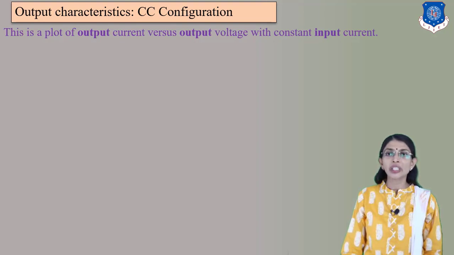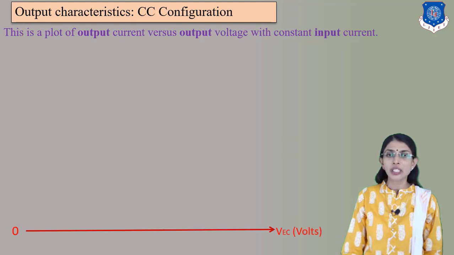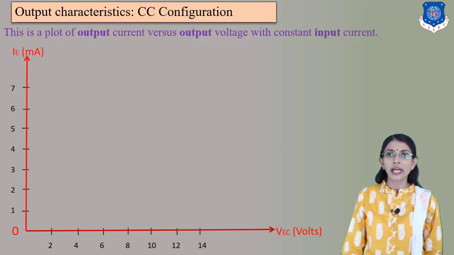Here we will assume different input currents which are constant, and according to that we will measure the output voltage and output current. So let's first draw the x-axis, that is output voltage. It is VEC for CC configuration, and what is the output terminal? That is ammeter. So what is the output current? That is IE. So let's draw the y-axis, that is IE, measured in milliampere, and now we have to draw the output graph.